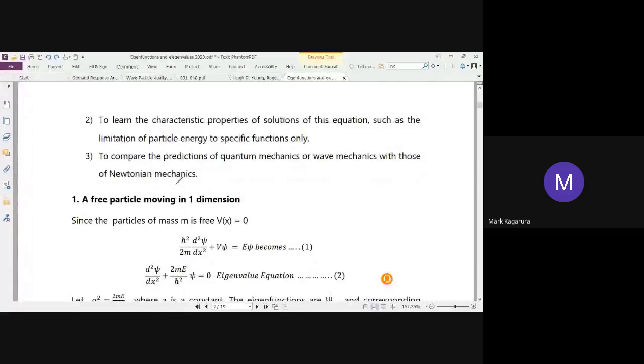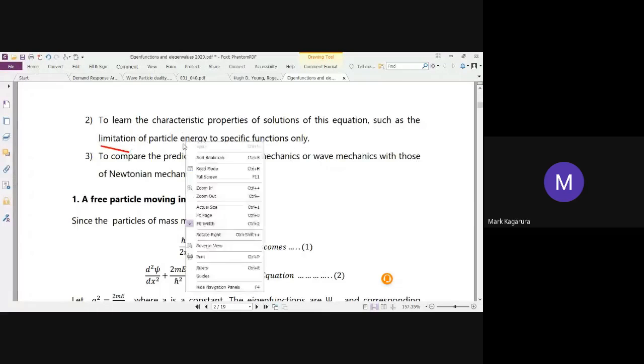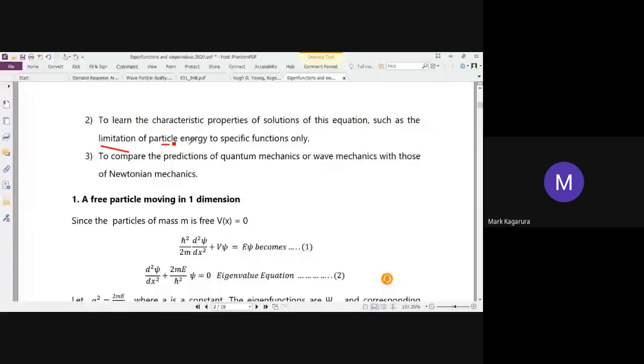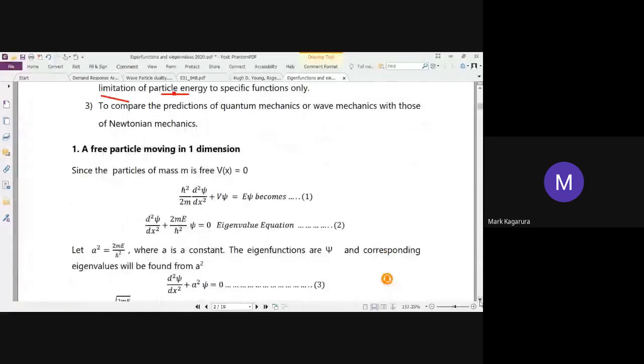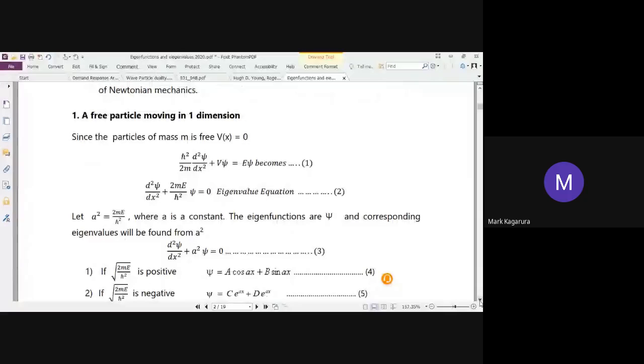So we're going to look at the limitation of energy to specific values. Once we are doing either a particle in a box or something, we're going to see the restrictions that come up for energy. I call them additional energy restrictions that are brought about by Schrödinger's equation. So we're going to our very first solution. That's exciting.